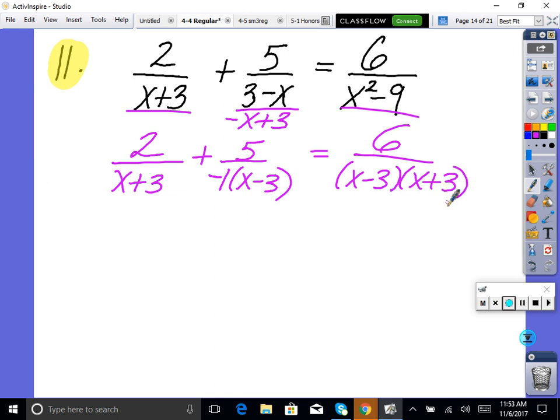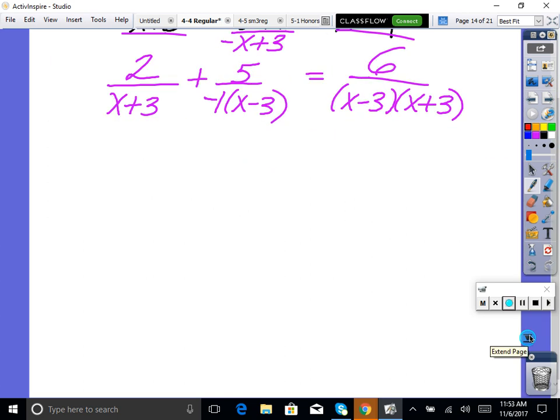Now if we wouldn't have factored out the bottoms, we wouldn't have seen that there's already a lot of stuff in common. So my least common denominator, let's start here, x plus 3, correct? Then we're going to need a negative 1, and we're going to need an x minus 3. Now let's look over here. X minus 3, x plus 3. Haven't we listed those out? So our least common denominator is negative 1 times x plus 3 times x minus 3.